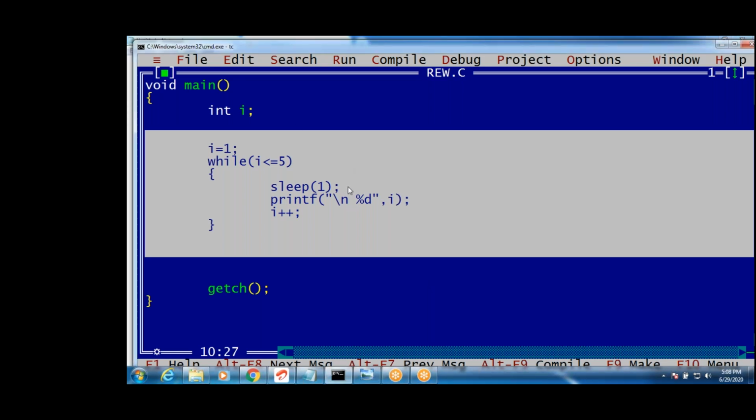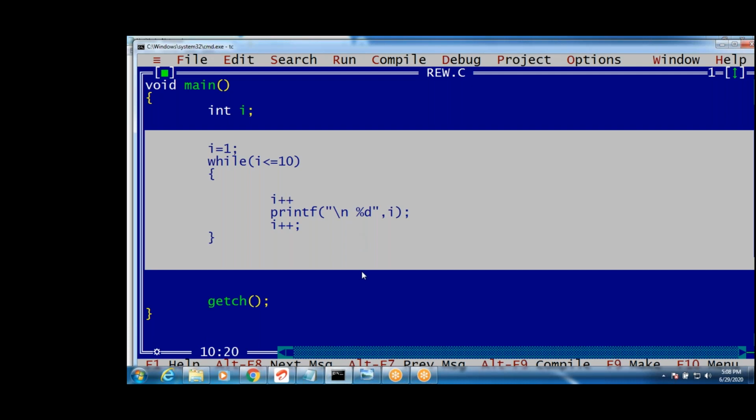Yeah, I less than or equals to 10. Second question, guys. Now I plus plus again. Tell me which values it is going to print. Now second one, guys. Write the selected area. Tell me the output. Yeah, you have to write and tell me the output.